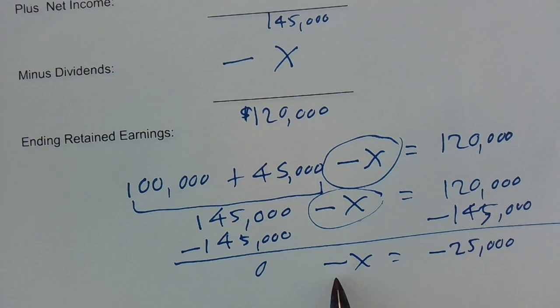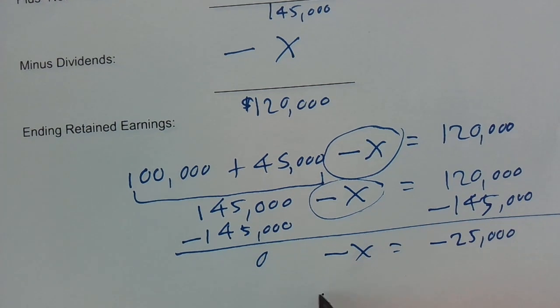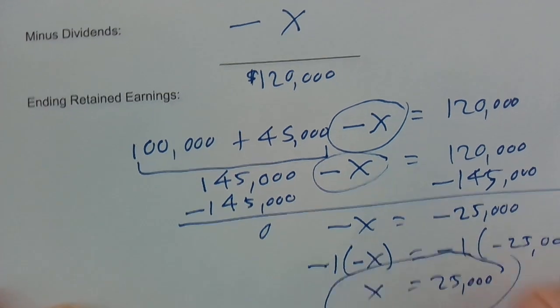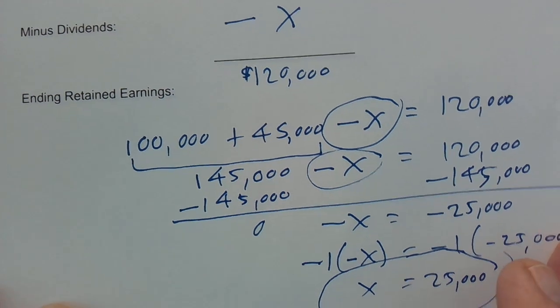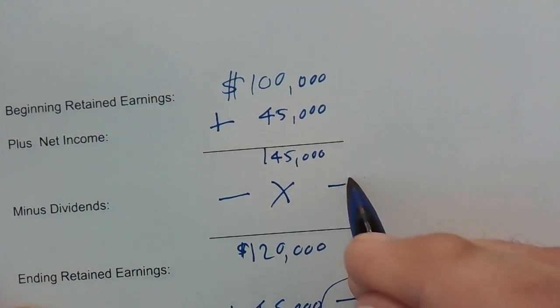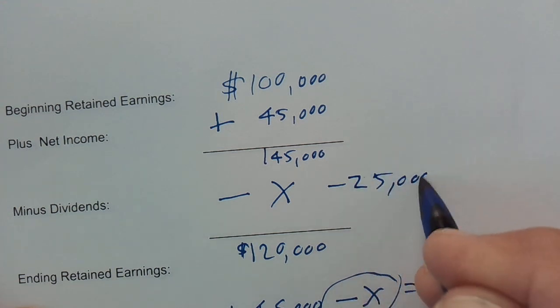We don't want to know what negative X is. We want to know what X is. So I'm going to multiply both sides by -1. So -1 times negative X and -1 times negative 25,000. Of course, when you multiply by -1, it just turns it positive. So I've got X is equal to 25,000. So that means that is our dividends paid. We can go ahead and write that here, minus the 25,000.